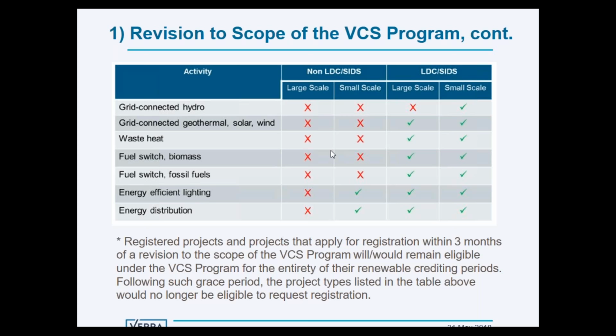Likewise, projects that apply for registration within 3 months of the release of VCS version 4 will also remain eligible, and will be eligible to continue on to the end of their renewable crediting periods. After that grace period, any project of the types that are proposed to be excluded here would not be eligible to request registration.